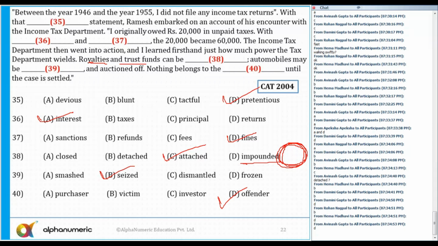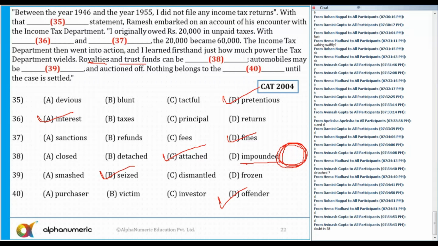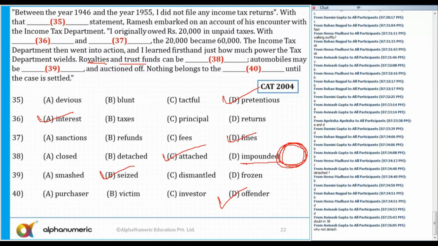You have a doubt in 38. Yes. What is your doubt, Avinash? Your royalties and trust funds are attached. Attached means the tax department will have authority over it. Your royalties and trust funds can be closed. If they are closed, that means nobody will get access to it. Detach. Your royalty and trust funds can be detached from what? It is not sticking to any surface.